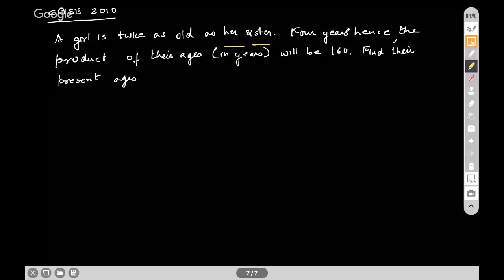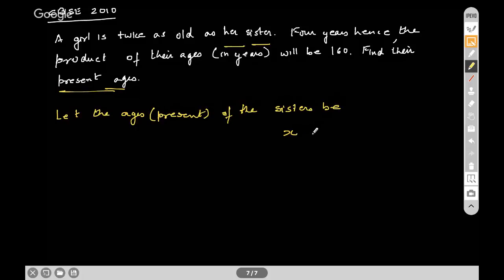Let the present ages of the sisters be x and 2x, since the girl is twice as old as her sister. 4 years hence, the product of their ages will be 160.